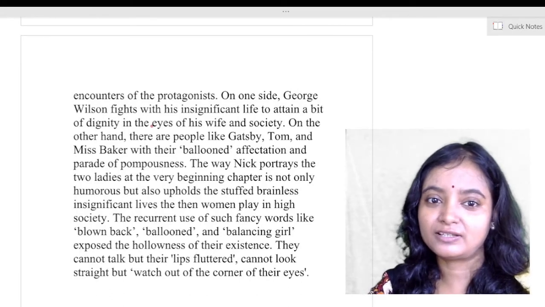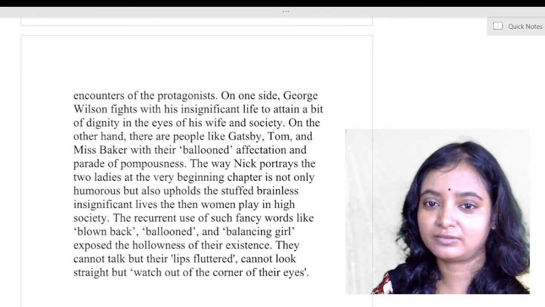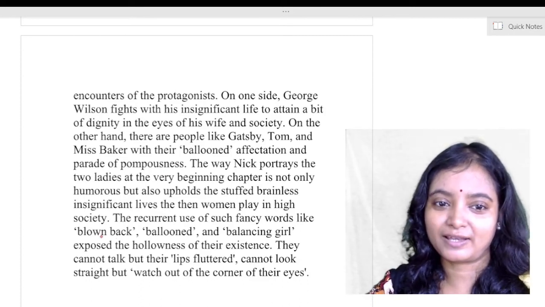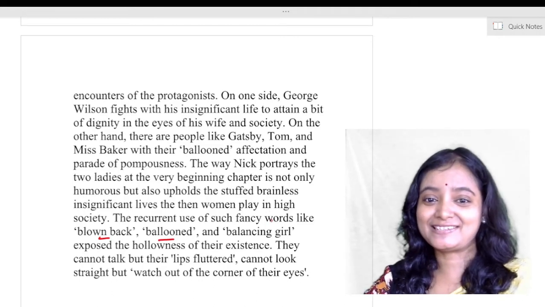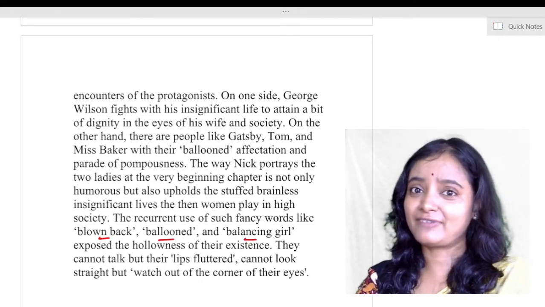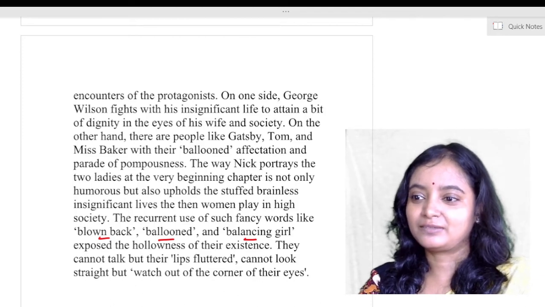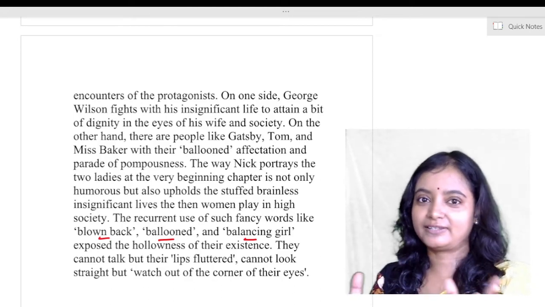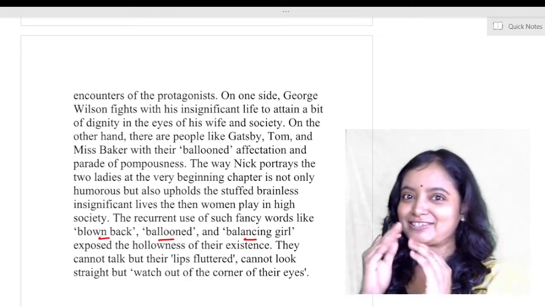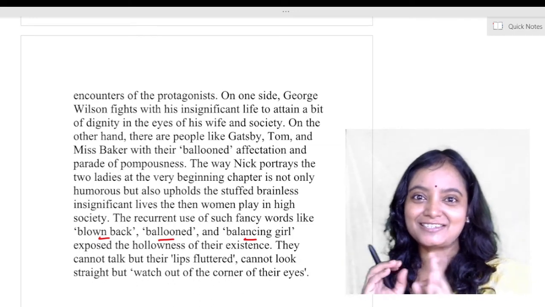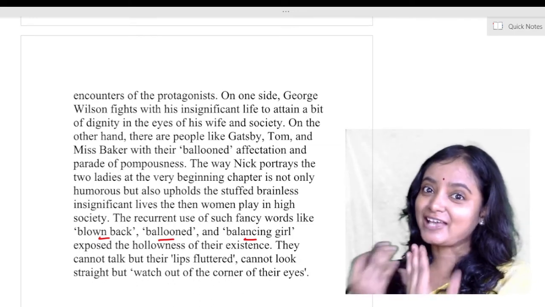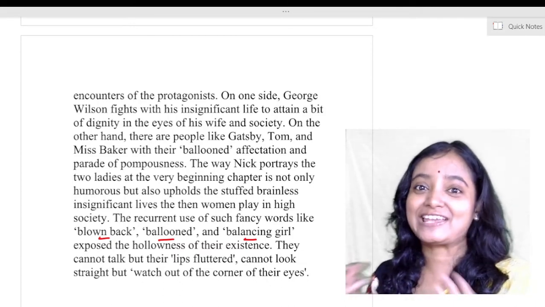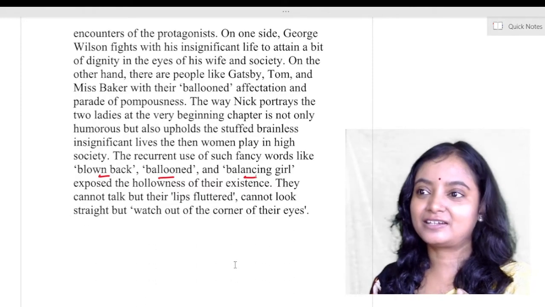That's why you will find a part where Nick is describing the characters, particularly the women characters. They are blown back, they are ballooned. Just like in the very first chapter, you will find that the characters are ballooned. What happens to a balloon? The balloon is just a circle full of air. If you prick it, it will just burst. Nothing is deep, nothing is solid inside it. So these characters are like balloons. They have nothing inside them. They are hollow, just airy. And they get devastated at a single prick.